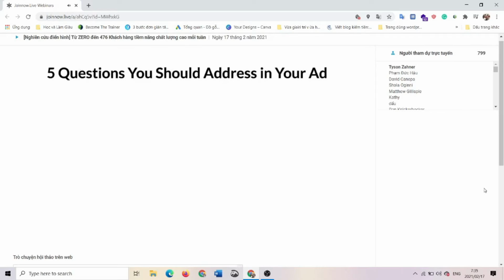Now, once you've got their attention with the photo, then we have to get them interested in the offer by saying the right things in our text.